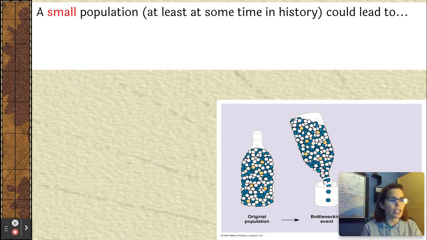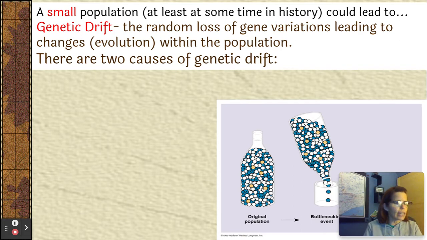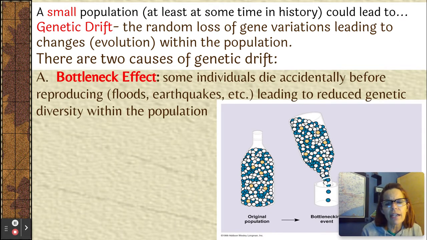So small populations are usually a problem. Small populations usually experience what's called genetic drift. Genetic drift is the random loss of genetic variation. It's not due to being advantageous traits or not advantageous traits. It's a random thing. There are two things that would cause genetic drift. The first one is called the bottleneck effect. That's where some individuals accidentally die in, like, a natural disaster. And whatever genes they had, they may have been good or bad, they die. It's not about being best suited for that environment. They just drowned or they burned in a fire. And so you're left behind with very little genetic diversity.